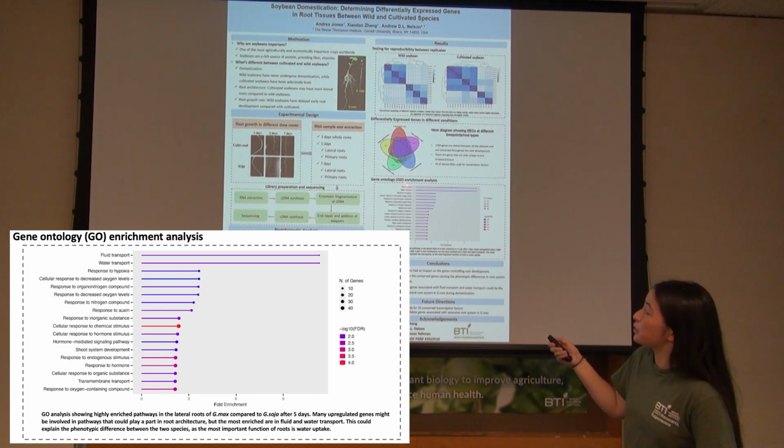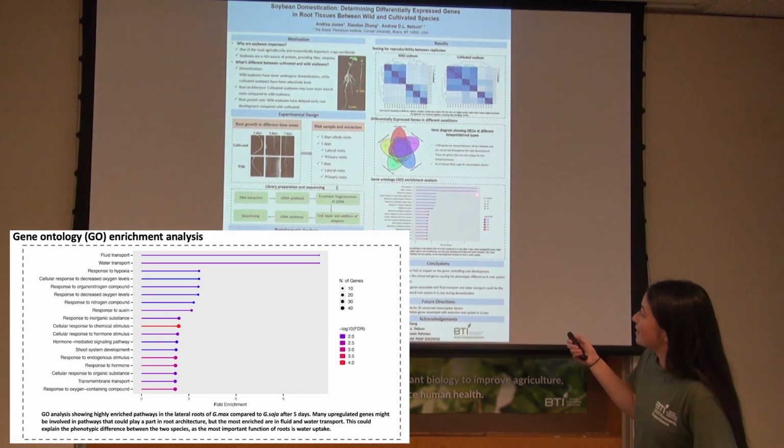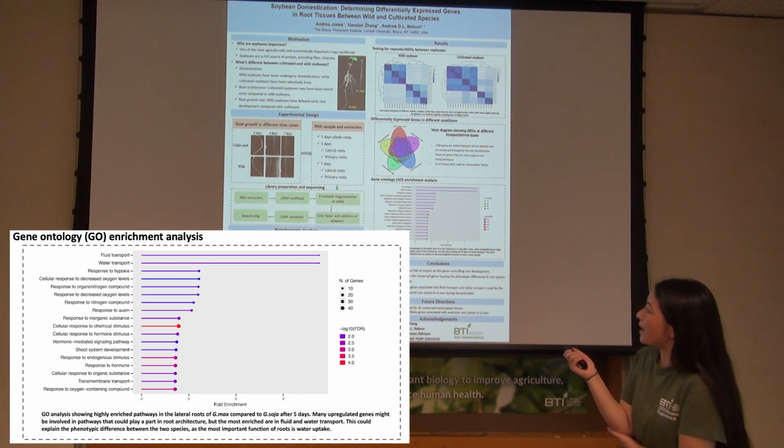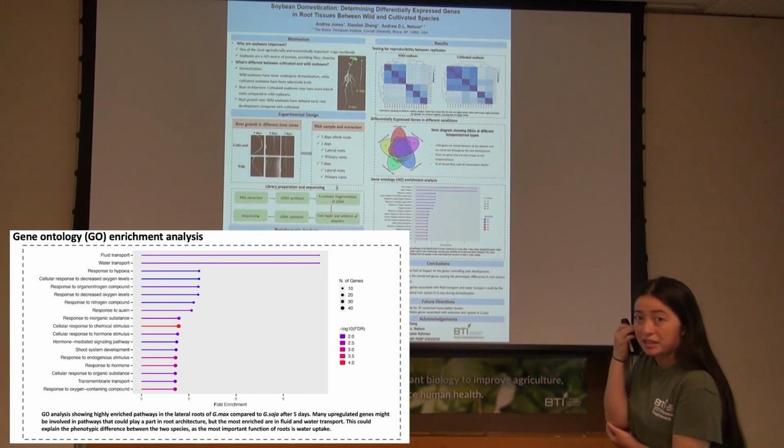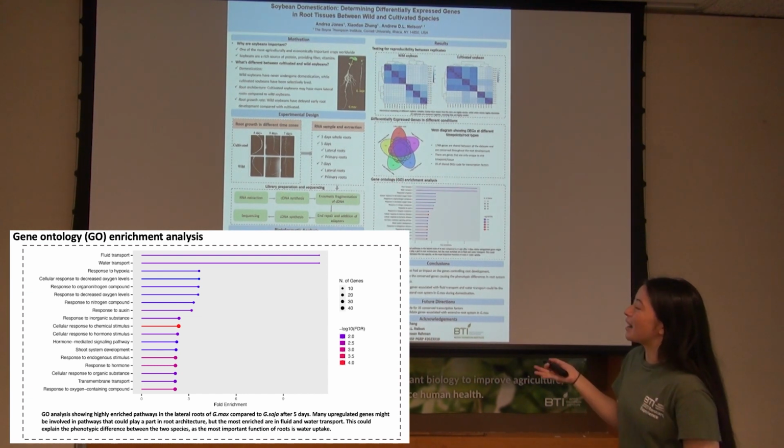And so what we saw was that the genes at the 5-day mark in lateral roots are mostly enriched in fluid transport and water transport, vastly more than the other pathways. So that shows that many of these genes might have a part in root architecture, as the primary role of the roots is to uptake water and search for water.